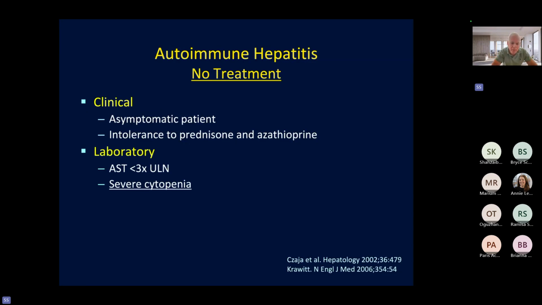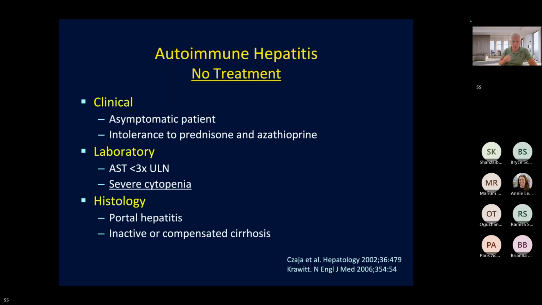But patients who have an AST less than 3 times the upper limit of normal, or who have pre-existing cytopenia, because again, the drugs that we treat will further lower the white blood cell count. And again, patients who have inactive or compensated cirrhosis. What is inactive cirrhosis? Well, it's the presence of cirrhotic nodules without any ongoing inflammation that would further the clinical scenario. Or patients who have portal hepatitis, or inflammation limited to the porta hepatis without invasion of the limiting plate.